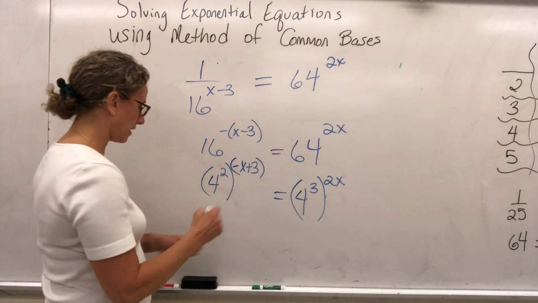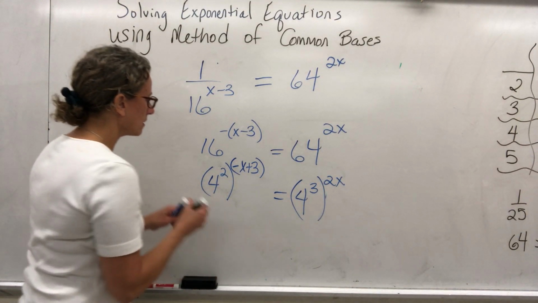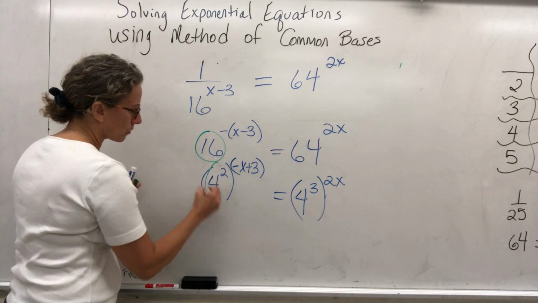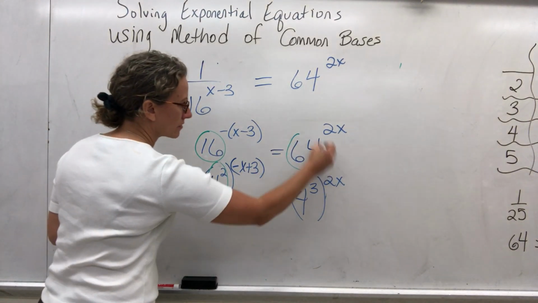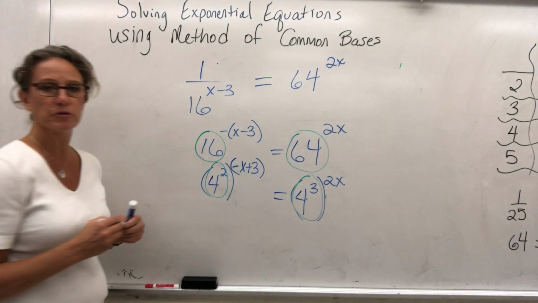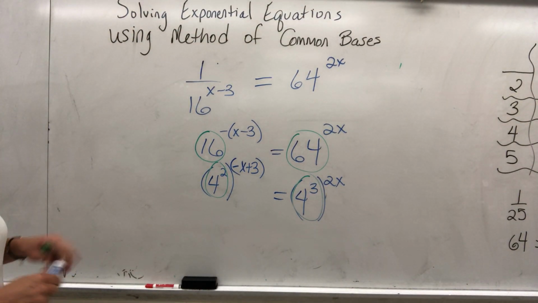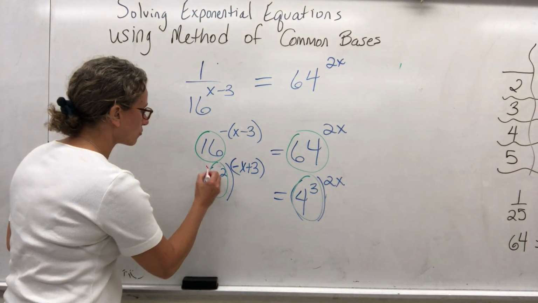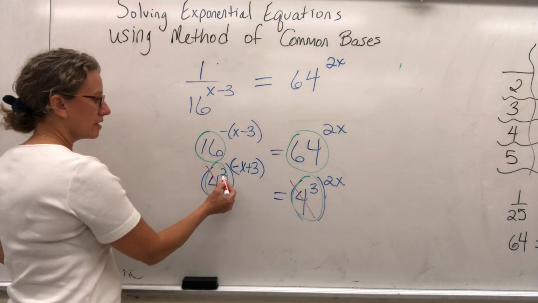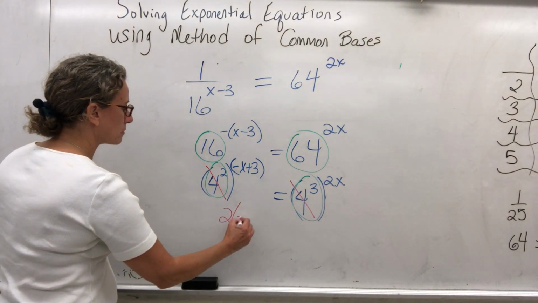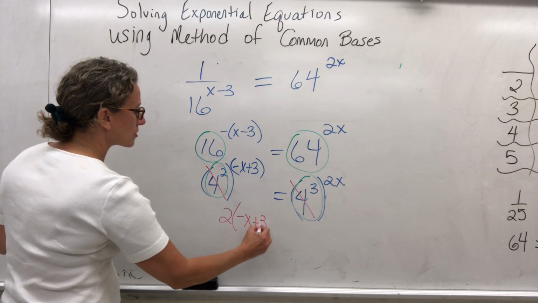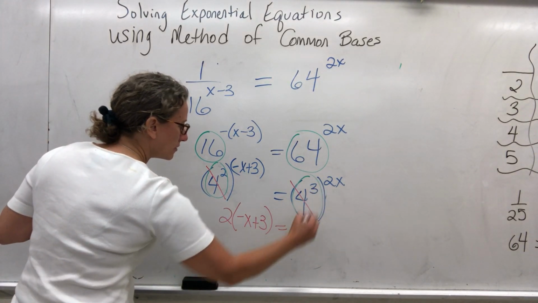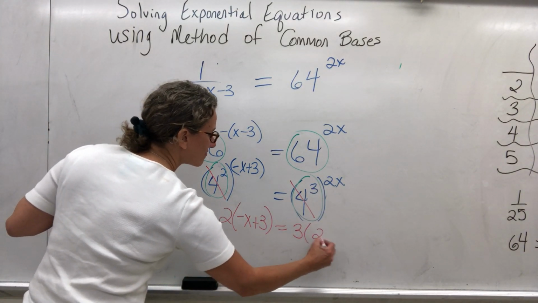So I'm replacing the 16 with a 4 squared. I'm replacing the 64 with a 4 cubed. Now the bases are the same. When the bases are the same, we drop the base, and now we equate the exponents, and we use the distributive property to solve for the rest.